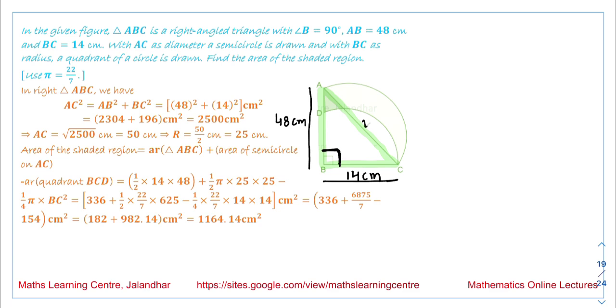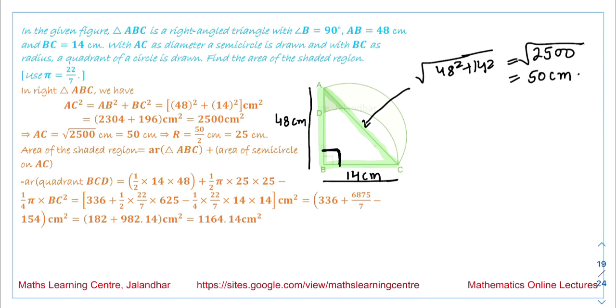So we can calculate the length of this hypotenuse, that will be square root of 48 square plus 14 square. The answer we will get is square root of 2500, and that is equal to 50 centimeters. Now next it is given that with AC as diameter, we have drawn a semicircle. This is the semicircle we are talking about, and with BC as radius, we have drawn this quadrant of the circle.